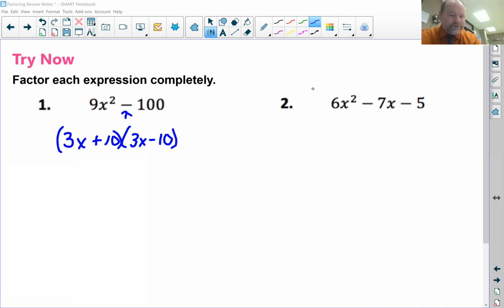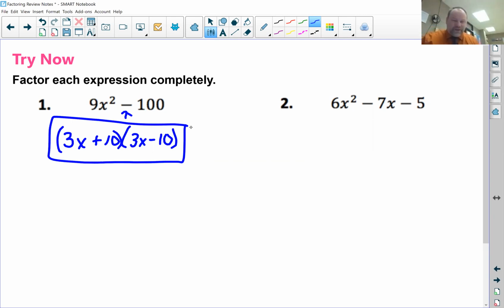Perfect. If you did not recognize that, you could still use the slide method. It just takes a little bit of time. And in this case, you would find two numbers that multiply to negative 900 and add to 0 because we don't have a term with just x. So it could happen. It just takes a little bit of time.